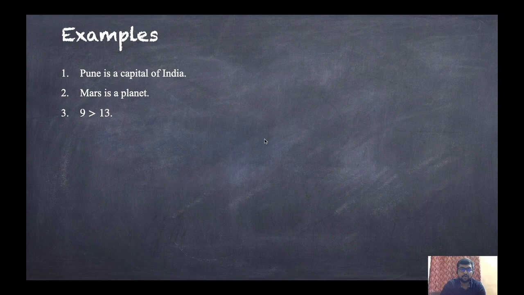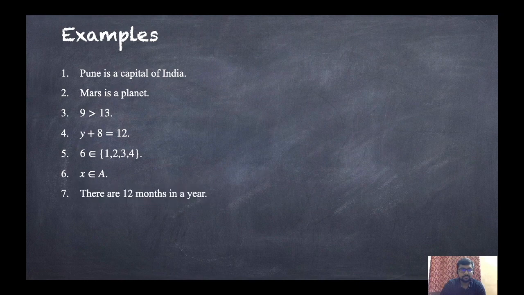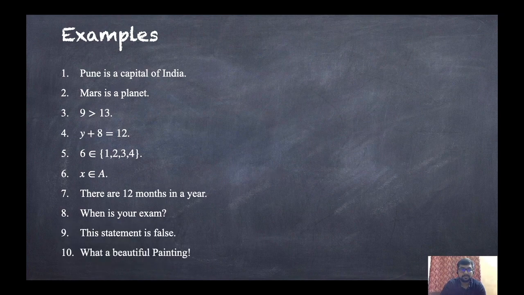Now, first see all these examples and then we'll discuss. Y plus 8 equals 12. 6 belongs to {1, 2, 3, 4}. X belongs to A. There are 12 months in a year. When is your exam? Oh, what a beautiful painting.